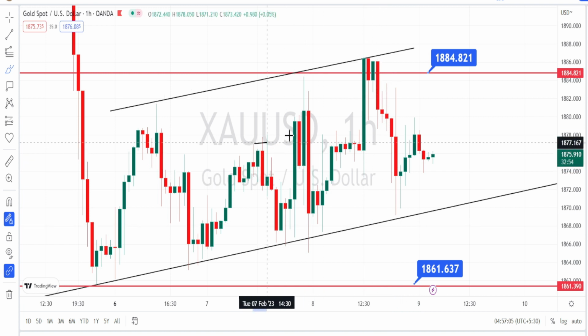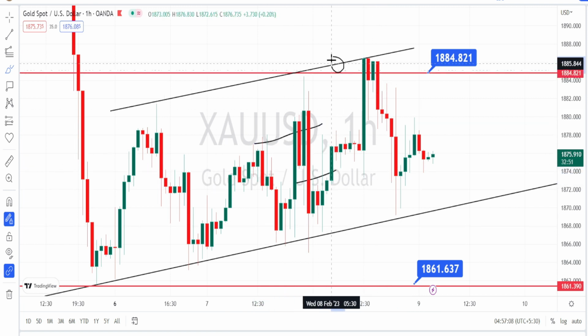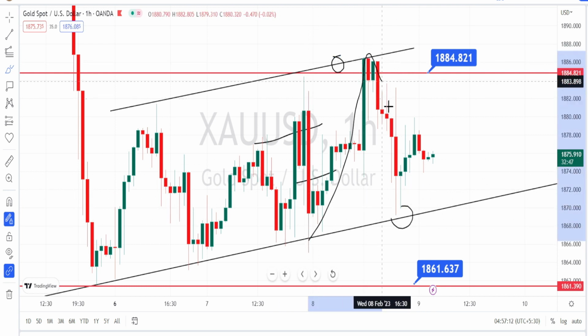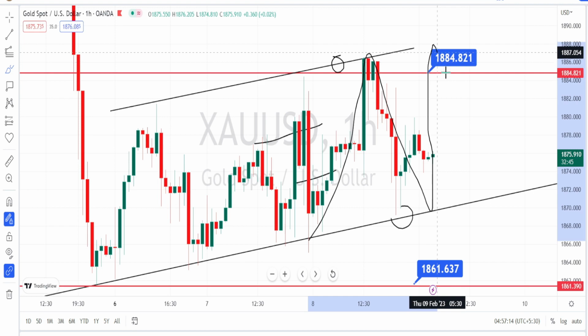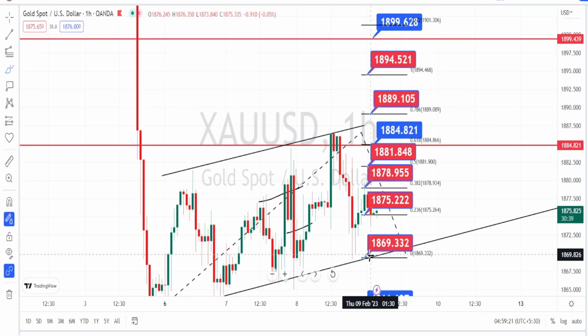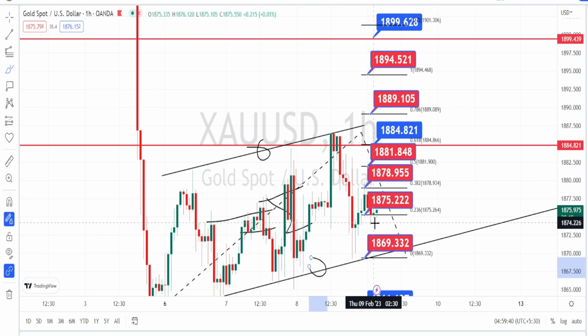And as long as the price action is trading within this resistance line and the support line, we can expect this consolidation to continue in hourly time frame also. So the values within these red color boxes are the resistance and support levels for current price action in hourly time frame. And currently the price action is taking support around the support level of 1875.